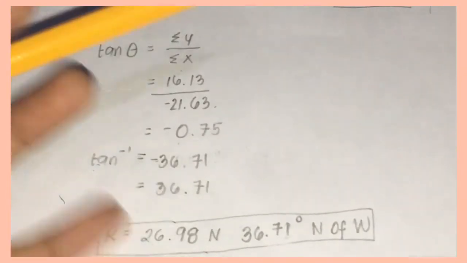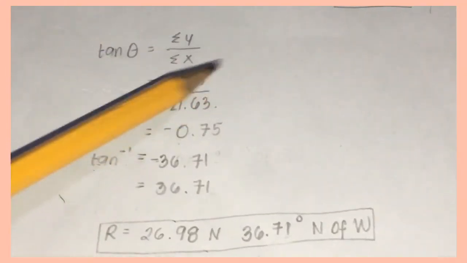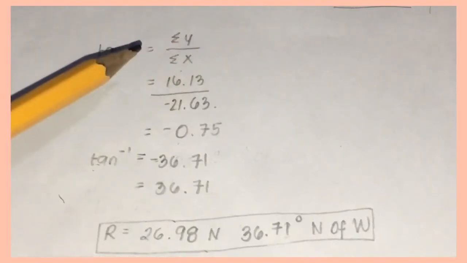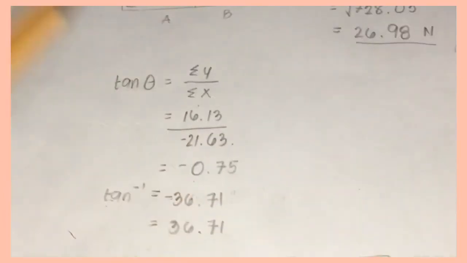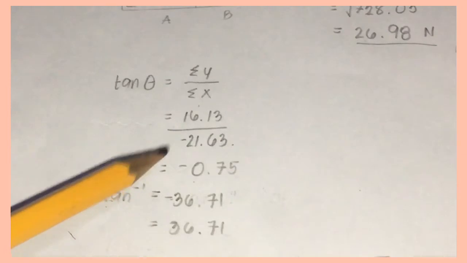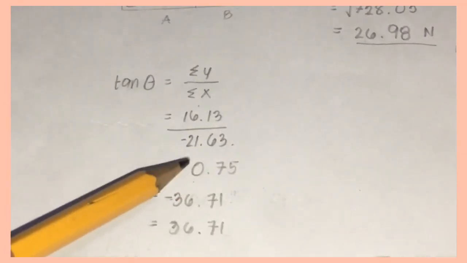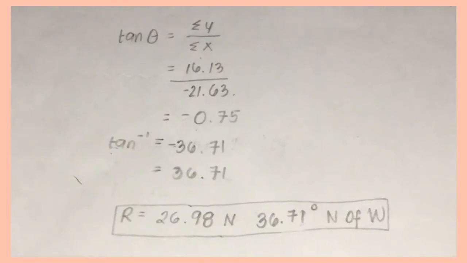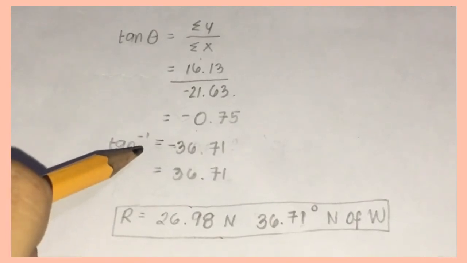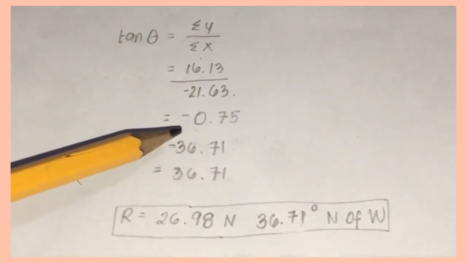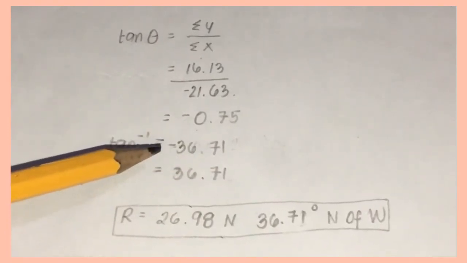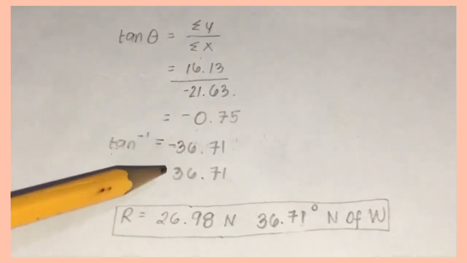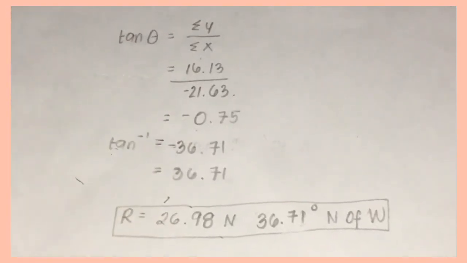So now we are going to find our tan theta. That is opposite over adjacent, or y over x. This is your y and this is your x. This is why 16.13 over negative 21.63, we have negative 0.75. Now we will have to inverse that. So we will use tan negative 1 multiplied to negative 0.75, that is negative 36.71, and we can have a negative answer, so we will just cancel that, and the final answer will be 36.71.